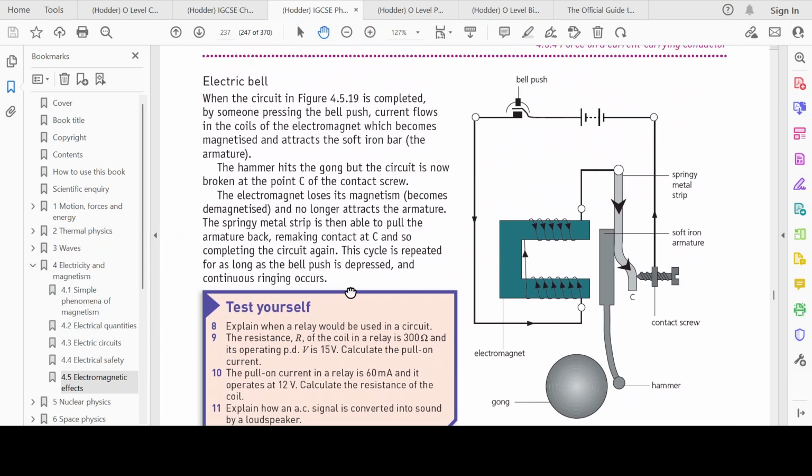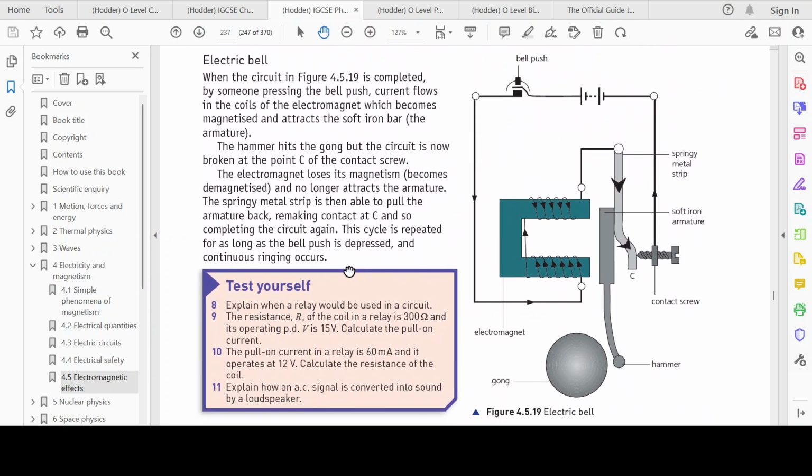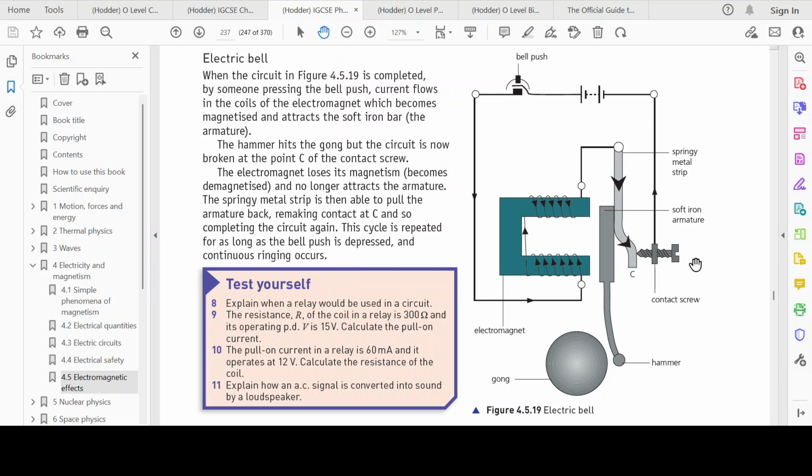And finally, the electric bell. I'll just position it this way so that the text and the illustration are clear. So you can see the circuit, right? There's the bell push. So when you push the bell, you complete the circuit. Current flows through, right? So how does that work? When the circuit in this figure is completed, when you push the bell, current flows in the coil of the electromagnet over here. So you can see the arrow telling the direction of the current.